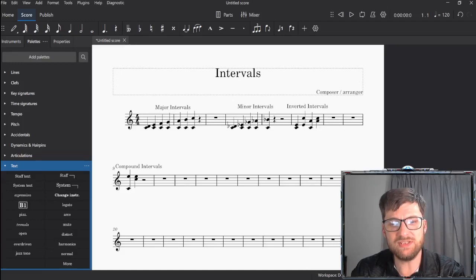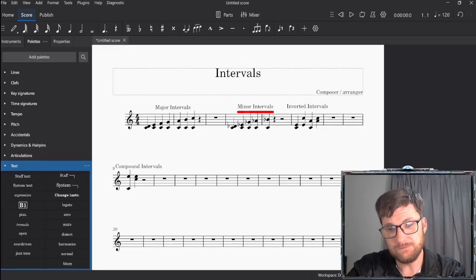You see, there are three kinds of intervals that I want to explore in this video. The first is exactly what we've just discussed, major intervals. These are intervals containing the roots of a scale and the number of whole notes. The second is a minor interval. These are intervals that include a half step.